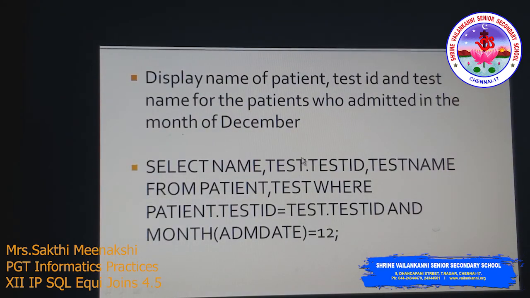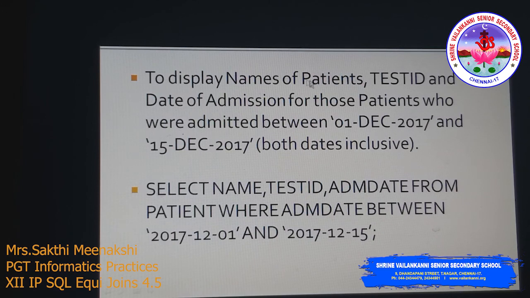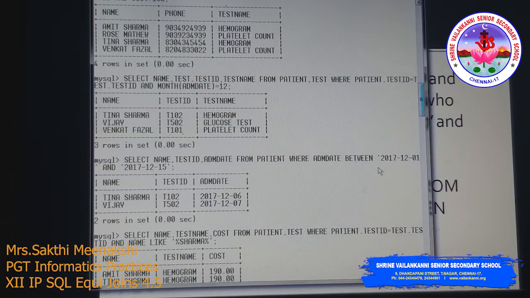Okay, so the next one, to display name of the patient's test ID and date of admission. Okay, look at this. So we have name of the patient, test ID and date of admission. So all these details we can fetch from patient table itself. Okay, there is no need to refer the test table. So in that case, you can write the simple query. But the condition is who were admitted between 1st December 2017 to 15th December. So for that one, I am not going to use 2 tables. There is no equality condition.